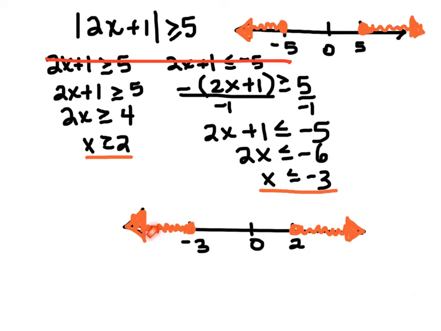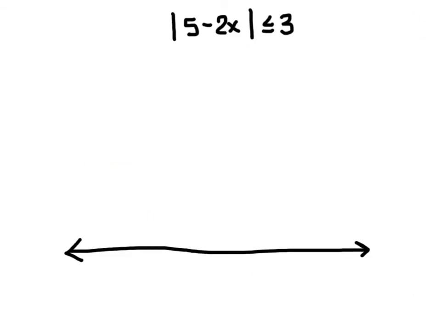Let's pick a number over here. Let's pick -3, the number right on the dot. If I pick -3, I get -6 plus 1, which is -5. Is the absolute value of -5 greater than or equal to 5? Yes, it is. It's equal to 5. So this would be my solution. Let's look at another example.